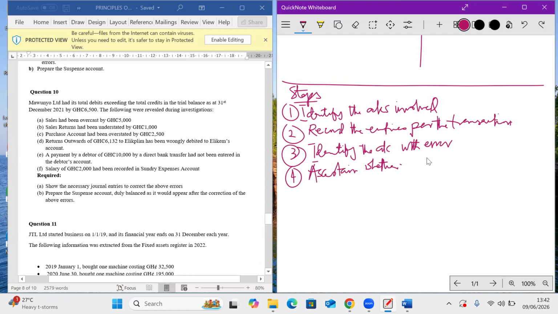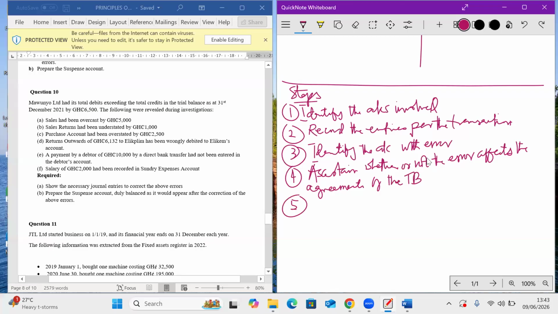Ascertain whether the error affects, ascertain whether or not the error affects the agreements of the trial balance.